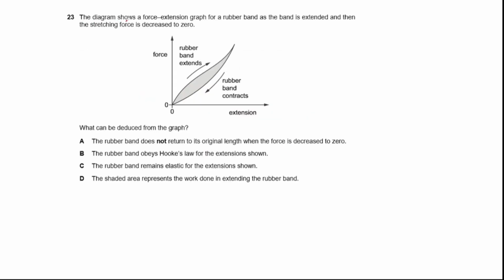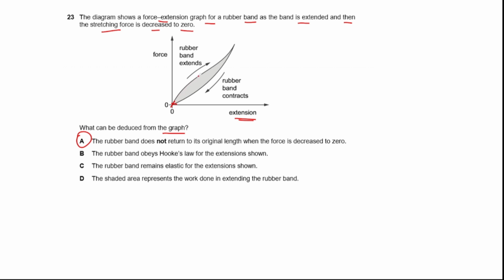Question number 23. The diagram shows a force extension graph for a rubber band as the band is extended and then the stretching force is decreased to 0. So this is the graph given. What can be deduced from the graph? So the first option is the rubber band does not return to its original length when the force is decreased to 0. This is the original length, and there is no extension here. The rubber band is in the original length now because here is the extension given. So 0 extension means it's at the original length.